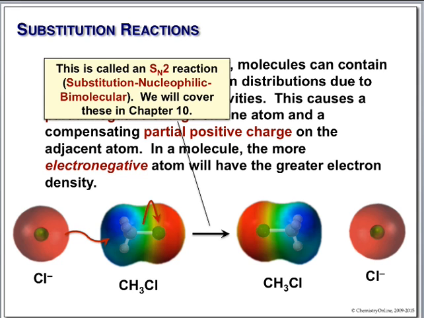We will call this a substitution nucleophilic bimolecular, or SN2 reaction. In an SN2 reaction, we have a nucleophile attacking an electrophilic center. The bond to the leaving group breaks, forms a product, and here's our leaving group.